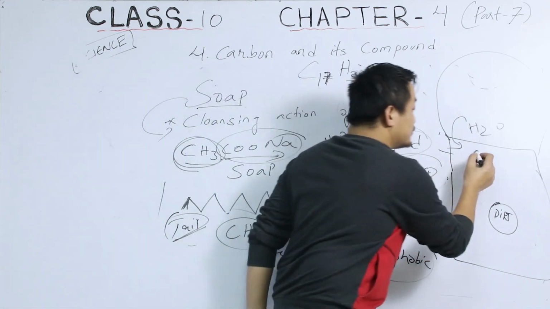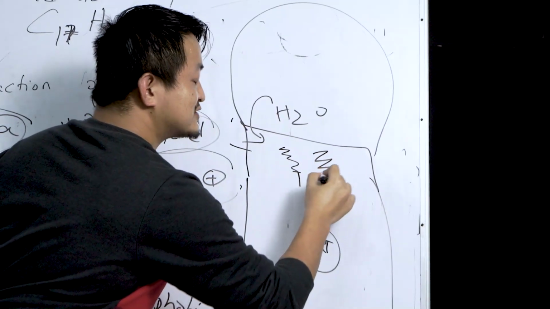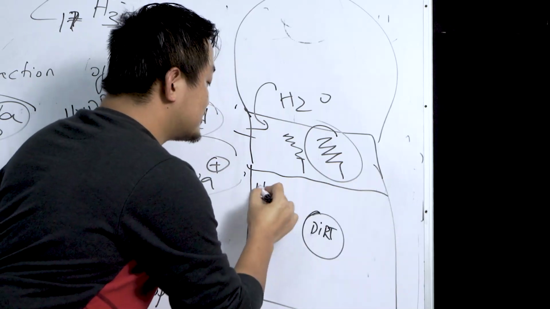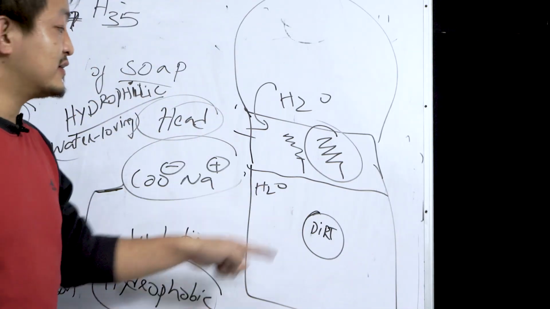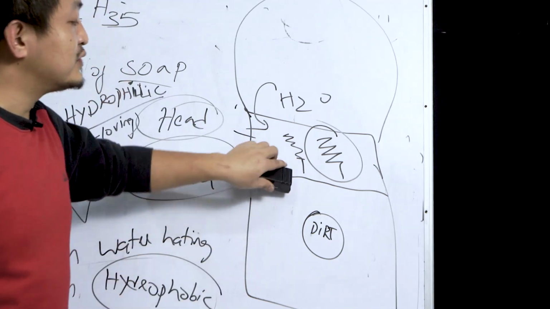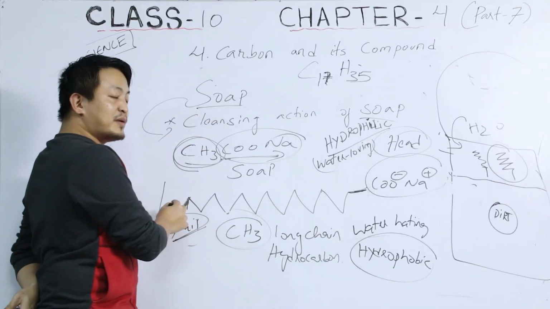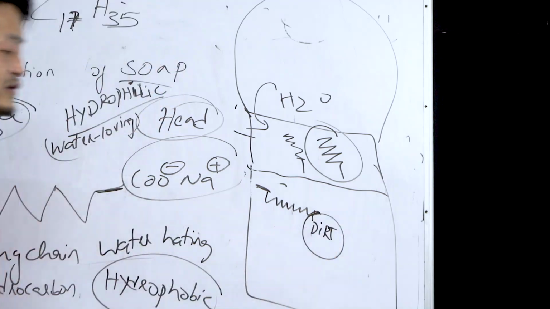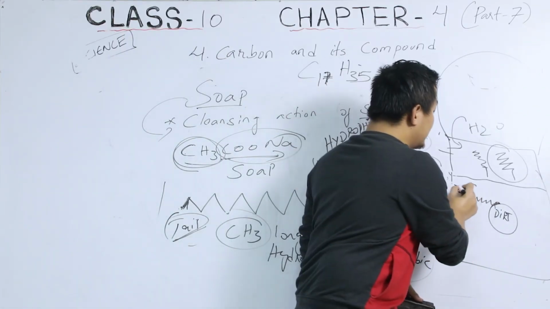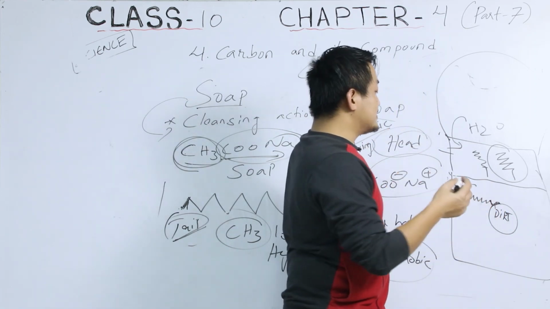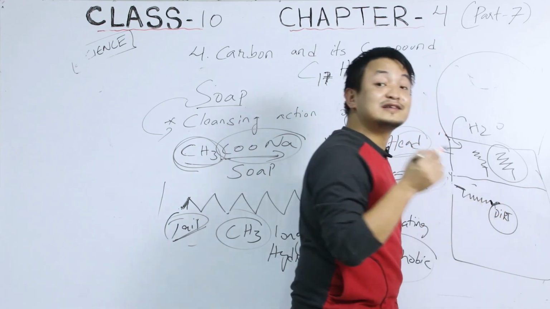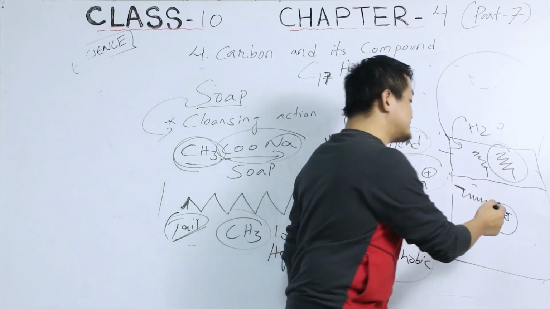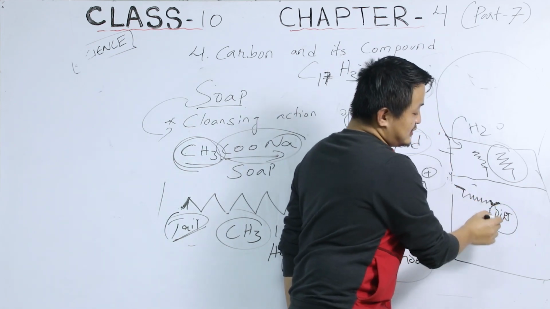So what happens if we put a soap inside the water? The shape of the soap looks like this, right? So let's see what will happen if we put this one inside the water. This is already water here, and inside the water we have this dirt, okay? Whenever we put this soap inside the water, the tail part, they don't like water, right? So this is how it looks, okay? The tail part will join with the dirt since they are water hating. They would not face their head towards the water, but they will face their tail towards the dirt.